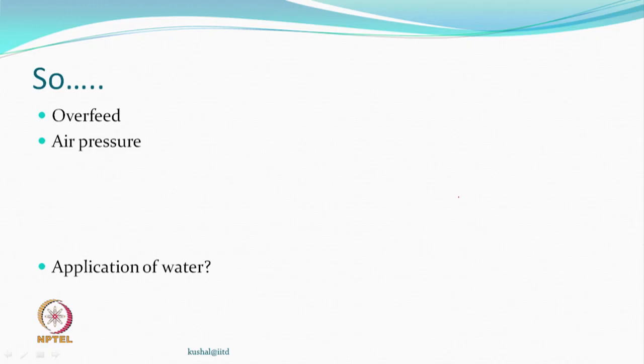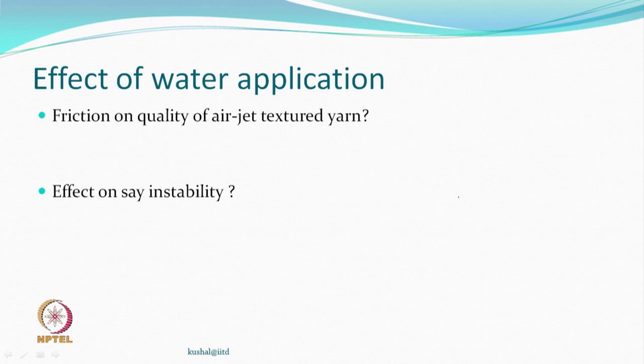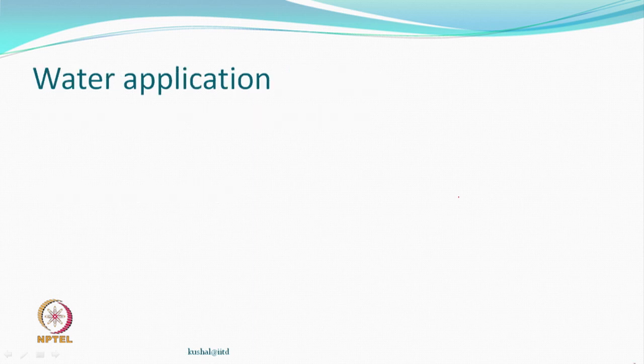So, application of water is what we are going to be talking about today, right. Effect of water application, all right. How does it improve or affect the quality? As mentioned, we will talk about two things, that is, what is the effect on the quality of air jet textured yarns if we have a certain amount of water applied to the yarn, or effect on instability. This is instability for us, the most important parameter. So, water application.